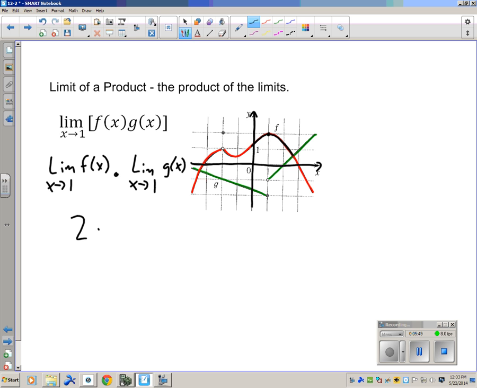And then the limit of g of x as x approaches 1: approaching 1 from the left, your value approaches negative 2, and approaching from the right, it's approaching negative 1. Notice they're not matching. Since they're not matching, we're going to say it does not exist. Remember, I like to abbreviate does not exist with DNE. So we can't do that one.